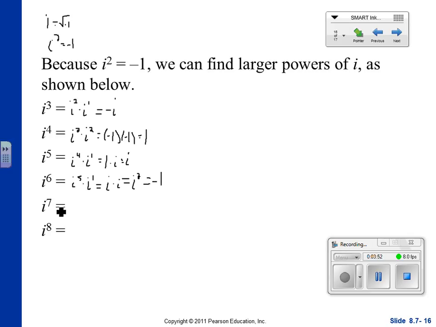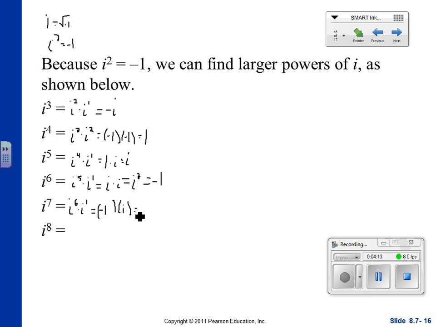If we keep going, i to the 7th. So you go down 1, we know what i to the 6th is, and we know what i to the 1 is. So let's replace i to the 6th with what we know it is. I to the 6th is negative 1. So this is just negative 1 times i.